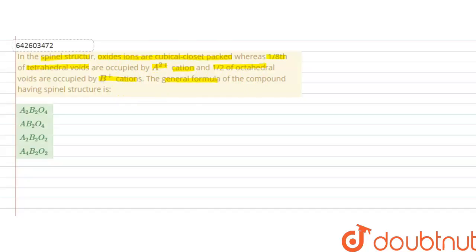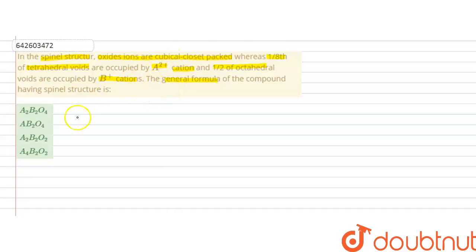So in this question it is given that a spinel structure. So what is a spinel structure? In a spinel structure, two different metal atoms are present in different oxidation states and oxide ions are present. So that is a spinel structure. And it is given that oxide ions are cubical close packed. It means oxide ions form the CCP lattice, and 1 by 8th of the tetrahedral voids are occupied by A2+ cations and 1/2 of the octahedral voids are occupied by B+ cations. So we have to calculate the general formula.